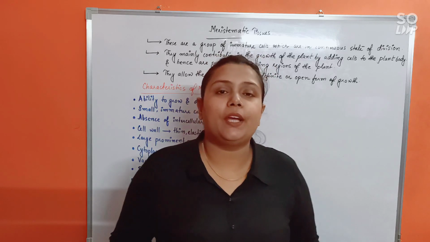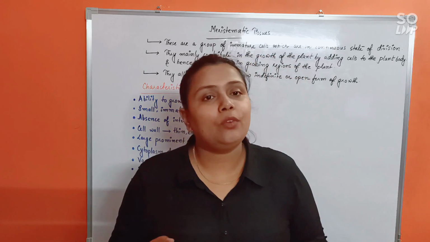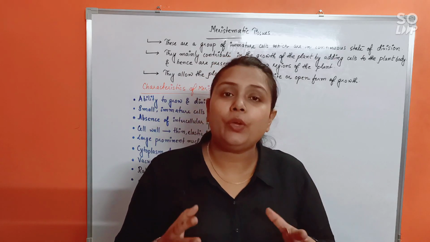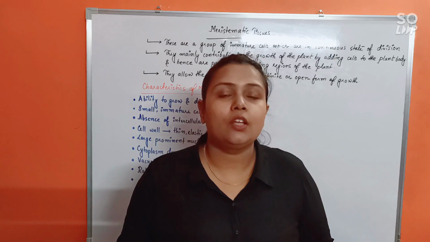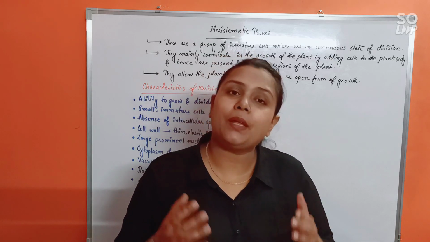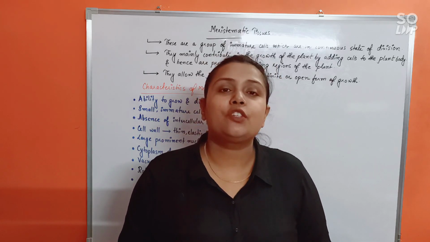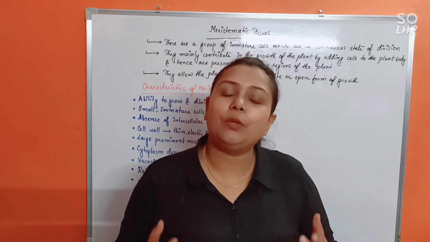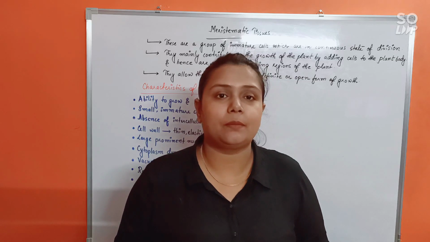Understood? Likewise, meristems are only present in those parts of the plant body which show growth. So in the growing regions of the plant, meristems have to be present. The primary body of the plant, or the growth of the plant, will be completely brought about by meristems.